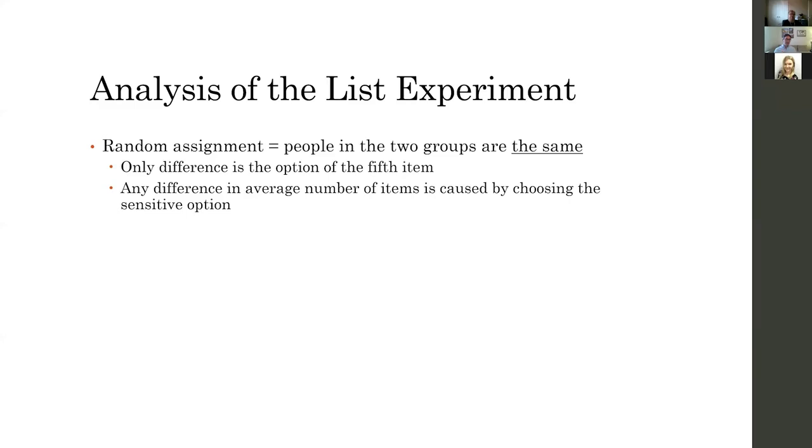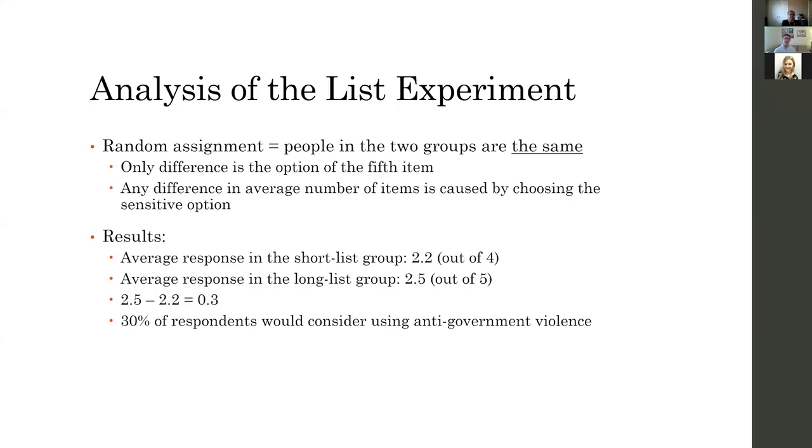The only difference is the option to use violence for the people in the long list group, which means that across the 2 groups, any difference in the average number of items that they select must be caused by people choosing the sensitive option.